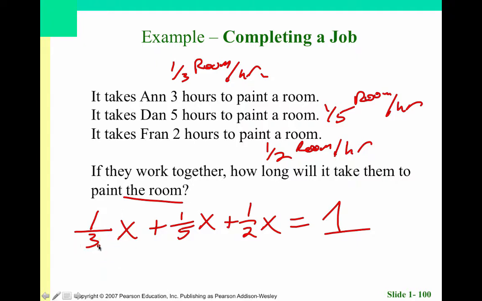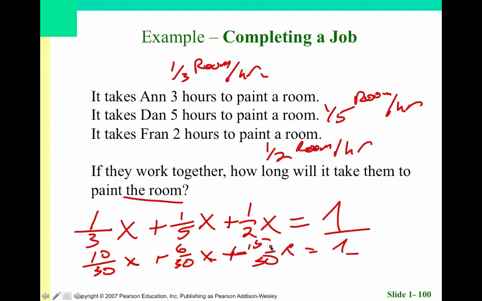I think, is 30 the common denominator? 10 thirtieths plus 6 thirtieths plus 15 thirtieths. Well, this pen isn't working. X equals 1. You add those together, 25, 31 thirtieths X equals 1. Multiply by the reciprocal. X is 1 times 30 over 31.